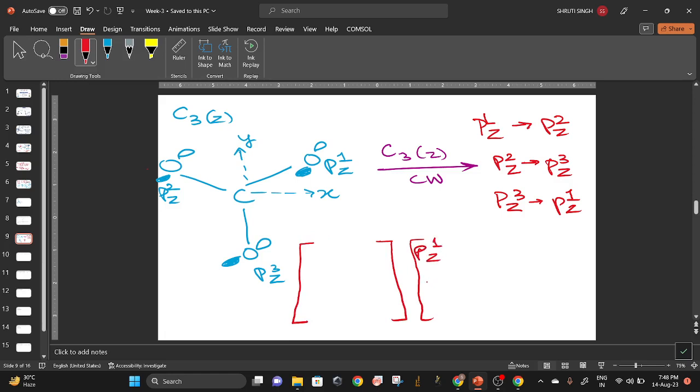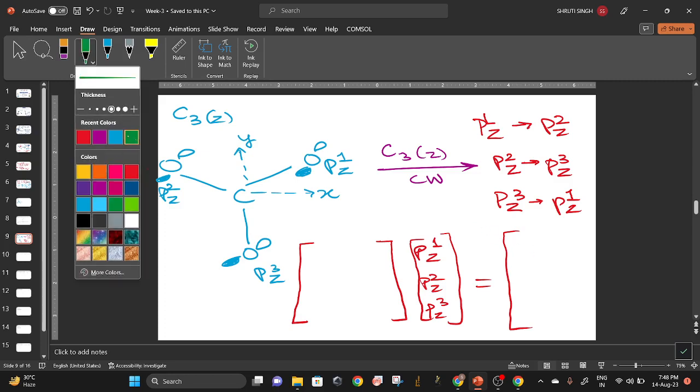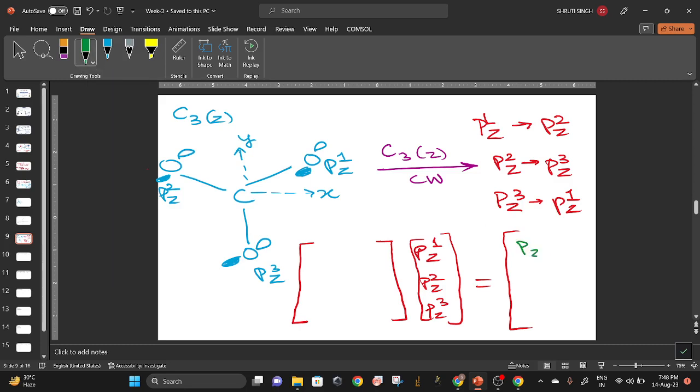This is the basis, PZ1, PZ2, PZ3. Now write the transformed one. Instead of PZ1, what came? PZ2? Yes, ma'am. Okay, so let me change this. It came PZ2. In place of PZ2, what did we get? PZ3. And the remaining PZ1.